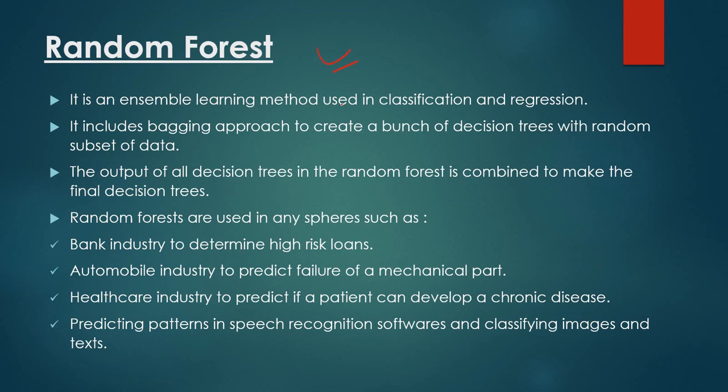It's an ensemble learning method used for classification and regression. Important to remember that it's used for both. It includes a bagging approach to create a bunch of decision trees. We have studied decision trees. It uses multiple decision trees, and it uses a subset of the data every time. It builds hundreds, thousands, even multi-millions of decision trees depending on how many trees you want. It combines the results from different decision trees to come up with the final result. The output of all decision trees in the random forest is combined to make the final decision. And that's important. So naturally, it would be more efficient compared to a single decision tree because you have multiple ones.